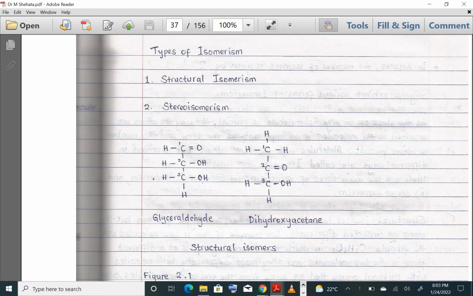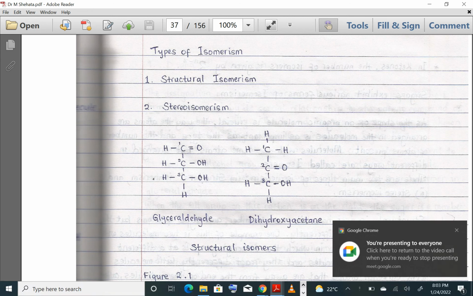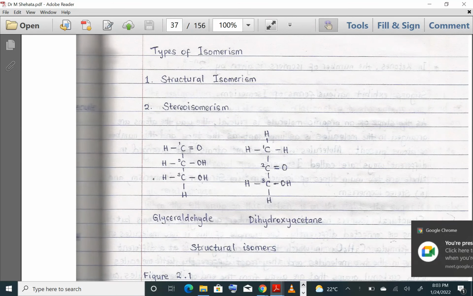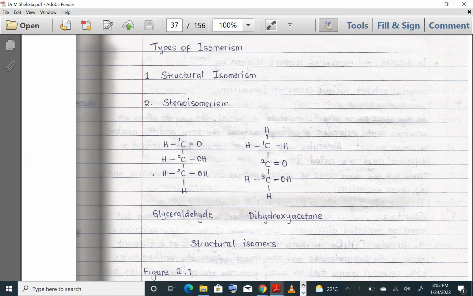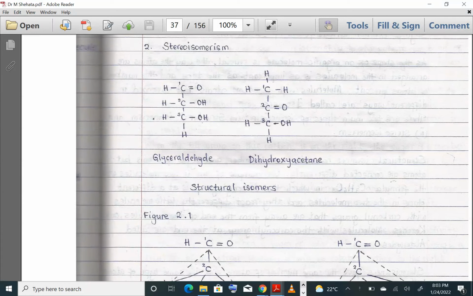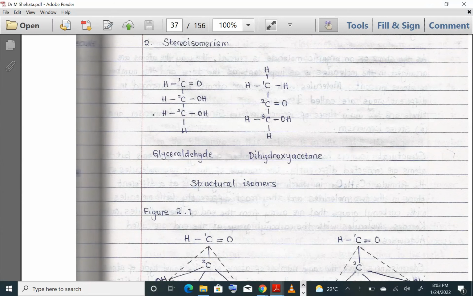Last time we met, we ended on types of isomerism. So we talked about structural isomerism, and I explained that this is where the molecular formula of two compounds or two molecules is the same, but the structural formula, or the way the atoms are arranged, is different. So that's structural isomerism. Then we talked about stereoisomerism. Now, stereoisomerism is interesting.